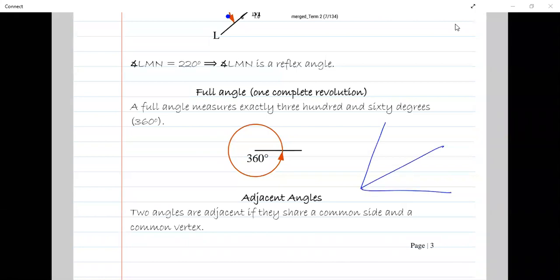So if this is A, B, C, D, this angle here and this angle here would be adjacent angles. The two angles are adjacent because they share a side, the side BD, and they have a common vertex, which is B. So two angles are adjacent if they share a common side and a common vertex.